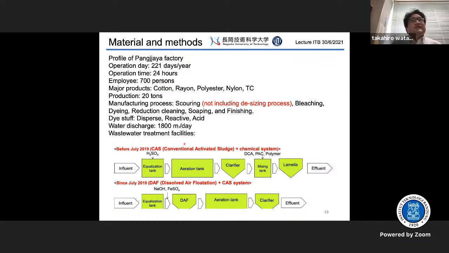This figure shows the current wastewater treatment system in the Pangja factories. The influent goes into the equalization tank, then the aeration tank, then the clarifiers. After that, the DCA, decolorization agent, and PAC and polymer are added. Then it is finally discharged. And since July 2019, they installed a DAF, dissolved air flotation system, in the factory.